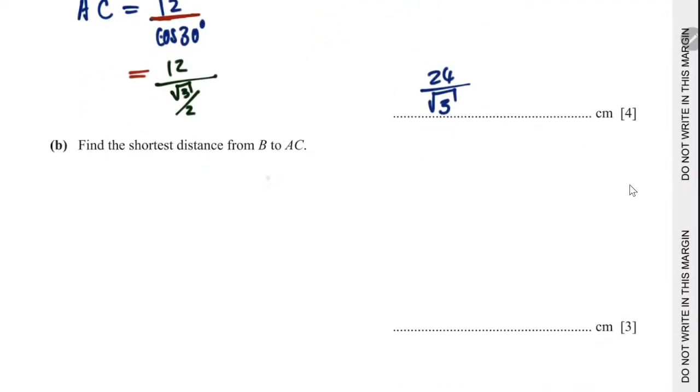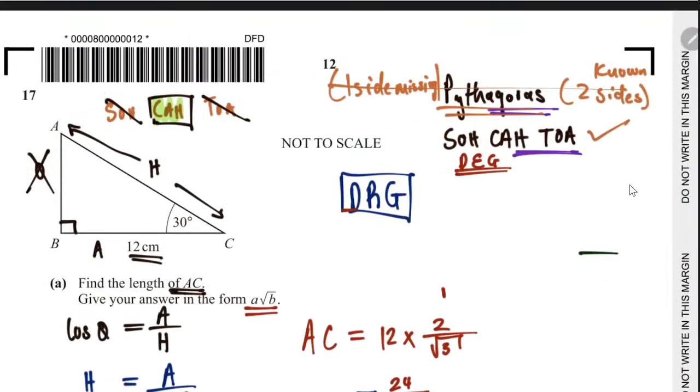Now let's see. Find the shortest distance from B to AC. They want the shortest distance from B going to AC. Whenever they say shortest distance, just know that it should make a right angle, or else you're wrong. So we start from B and go to the line AC, but when we get to it, it should be a right angle.